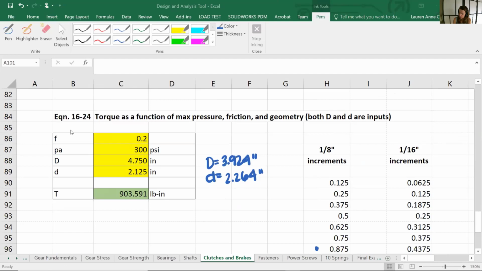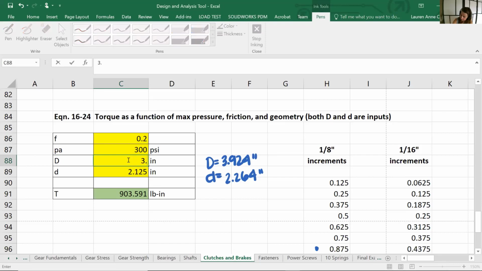So in my analysis tool, kind of down at the bottom, I have equation 16.4 again. Torque is a function of max pressure, friction, and geometry, where both big D and little d are inputs. So in this case, I can override that the little d equals 0.577 of big D. So I have friction of 0.2, PA of 300. I have some old values in here.